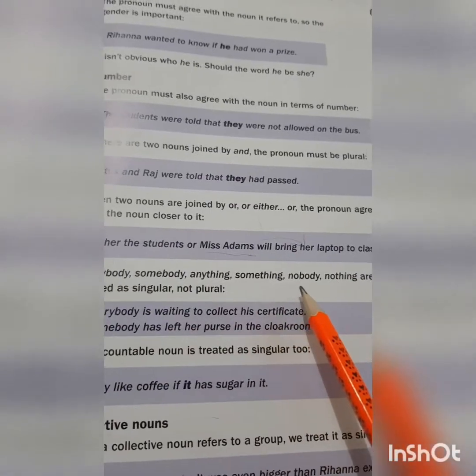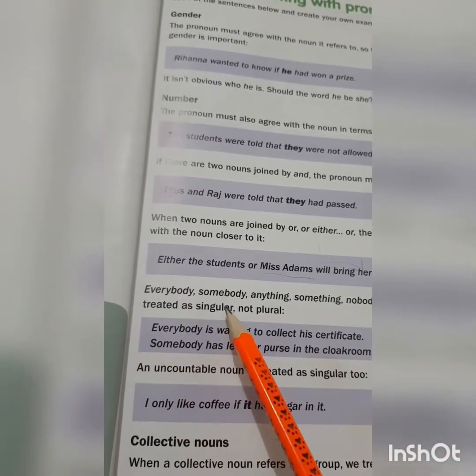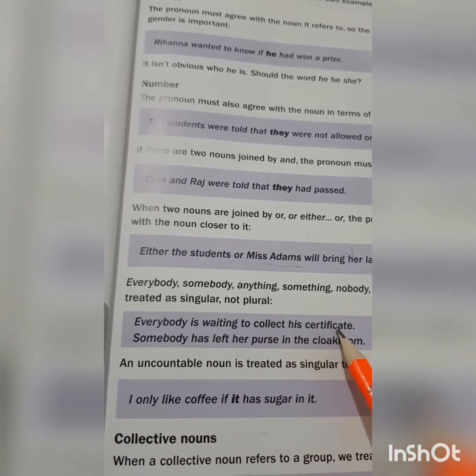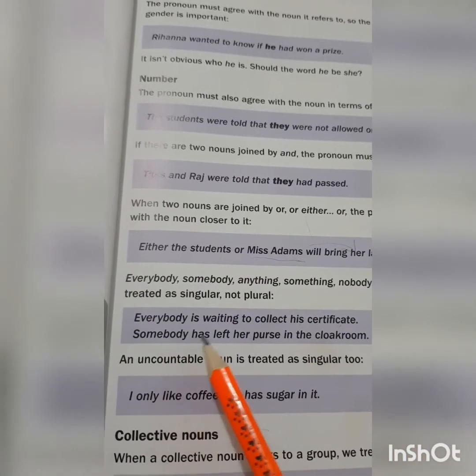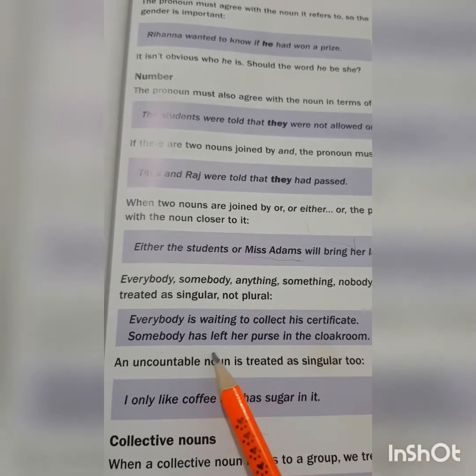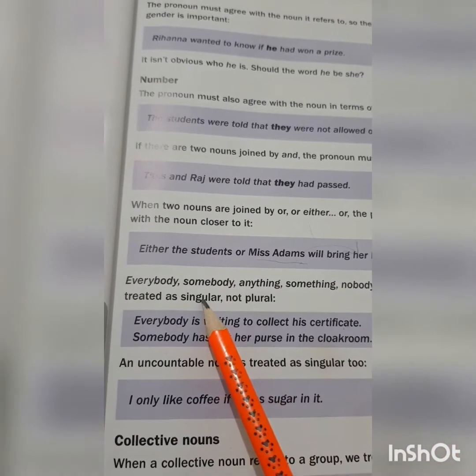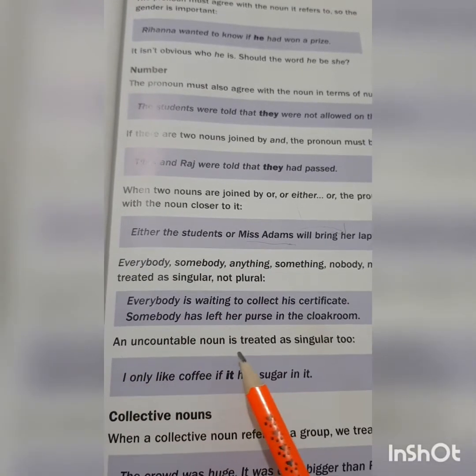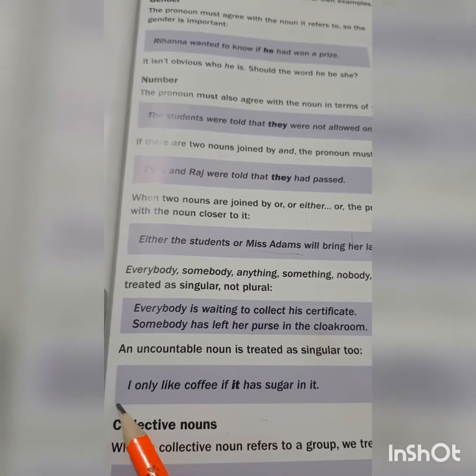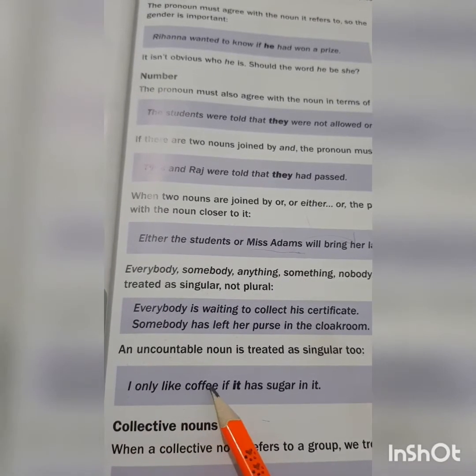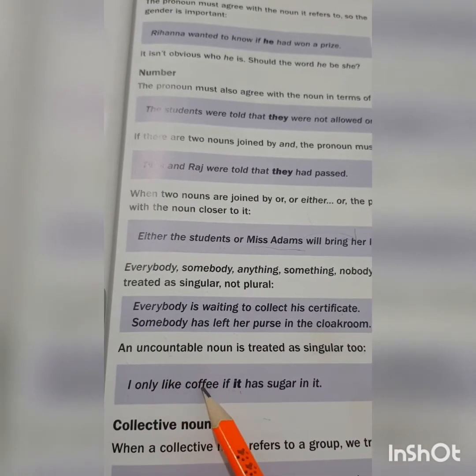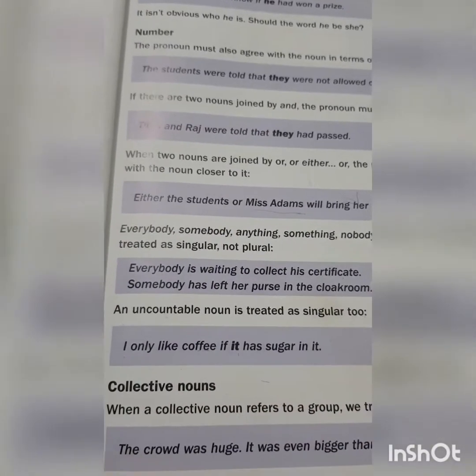Everybody, somebody, anything, something, nobody, nothing are treated as singular, not plural. Everybody is waiting to collect his certificate, not there. Somebody has left her purse in the cloakroom, not there, but her, because we're treating it as if it is singular. An uncountable noun is treated as singular too. Uncountable, like coffee, like sand. I only like coffee if it has sugar in it.